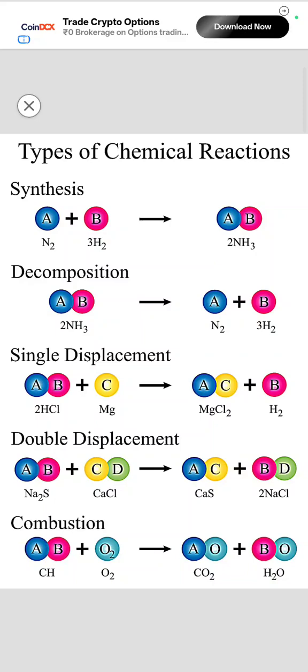A very easy example is N2 nitrogen plus 3H2 hydrogen gives rise to 2NH3. Nitrogen and hydrogen combine to form ammonia. This is an example of synthesis or combination reaction.